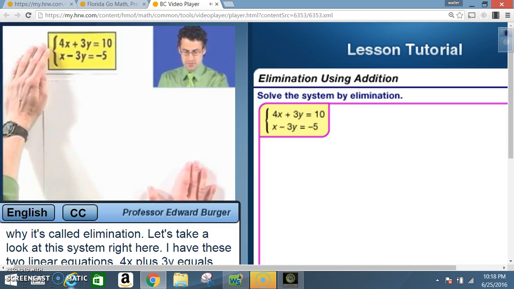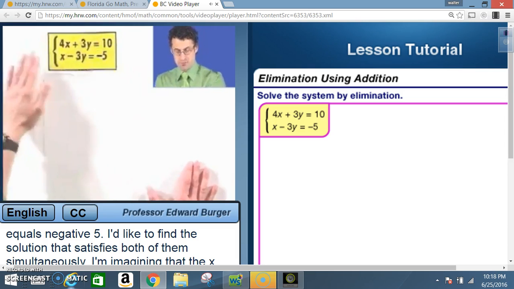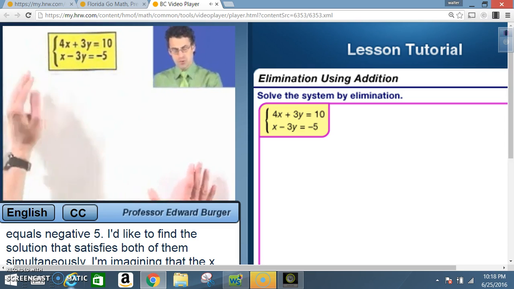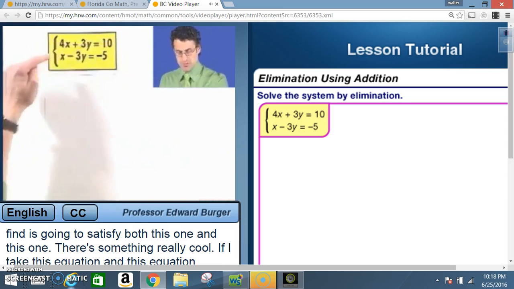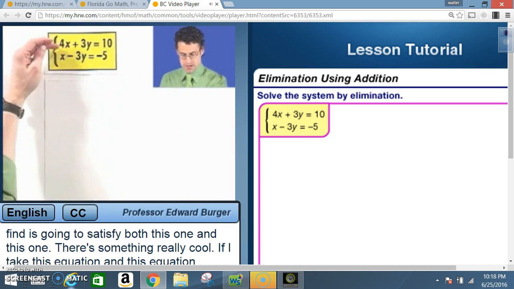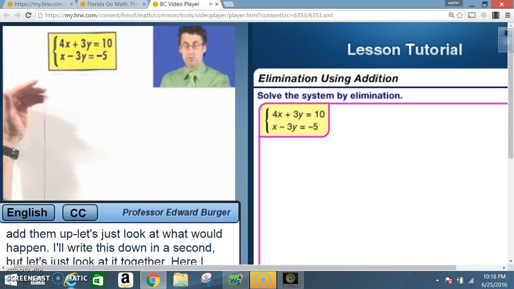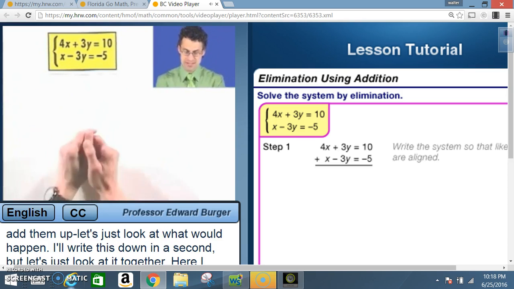I have these two linear equations, 4x plus 3y equals 10, and x minus 3y equals negative 5. What I'd like to do is find the solution that satisfies both of them simultaneously. The x and the y that I'm going to find will satisfy both this one and this one. And there's something really cool. If I take this equation and this equation together and add them up, let's just look at what would happen.